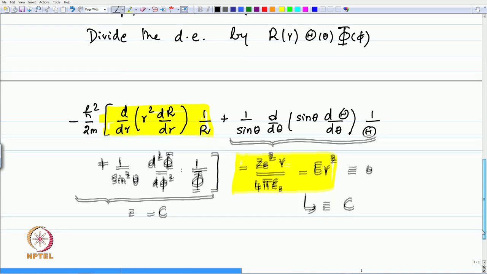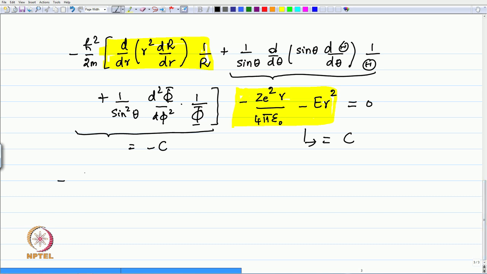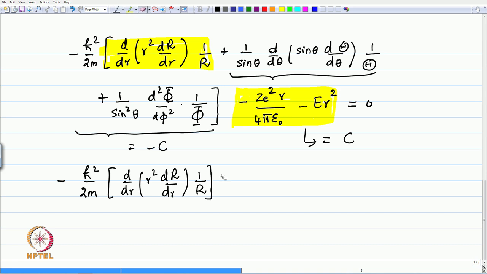Okay. So, we have two equations, one for the radial equation: minus h bar square by 2m, d by dr of r square d capital R by d small r divided by R, plus, so that is the kinetic energy term, and then you have the potential energy contribution minus Ze square r by 4 pi epsilon naught minus E r square minus C is equal to 0 because this whole thing is C, and if you write it in the standard form, you can now get rid of this R and multiply everything by the R. So, you have the R here and C R. This is the radial equation.